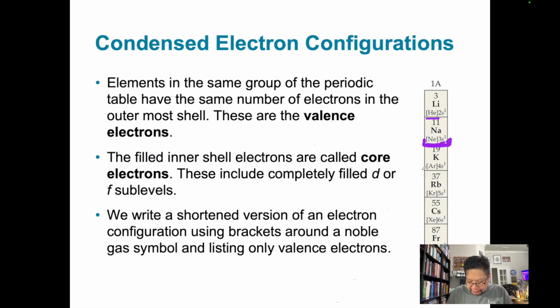So here's potassium, right? Everything the same as argon all the way up until the 4s1. Here's rubidium, everything the same as krypton all the way up until the 5s1. Cesium, same as xenon, all the way up until the 6s1, right? So that's the condensed electron configuration. Okay.